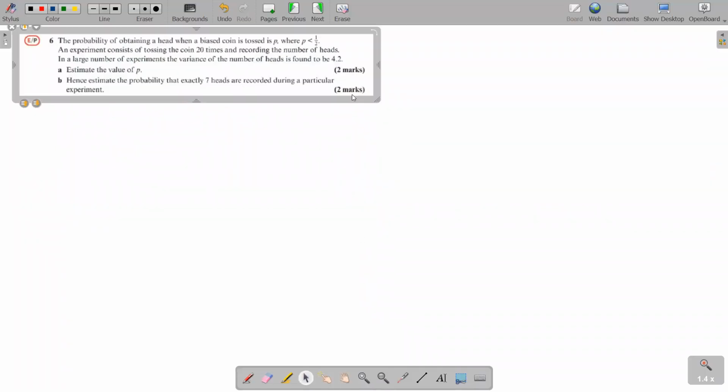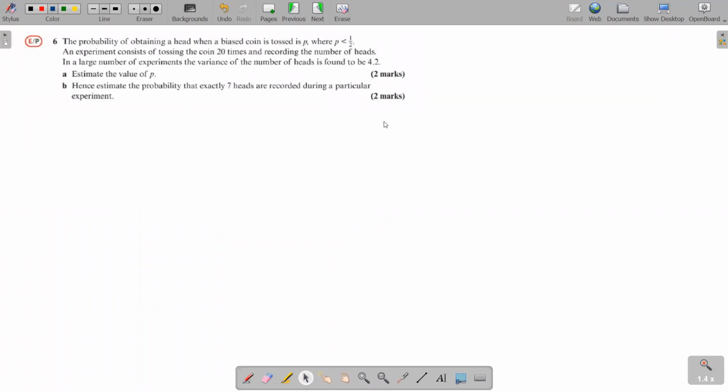Okay, so next let's move on to question number 6. They say the probability of obtaining a head when a biased coin is tossed is p. So it's a biased coin, and p is less than half, which means the probability of obtaining a head is lower than half. An experiment consists of tossing the coin 20 times and recording the number of heads.